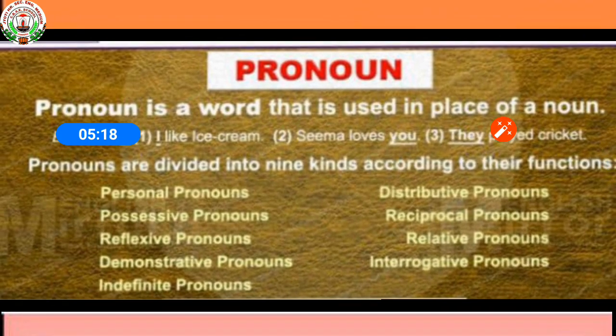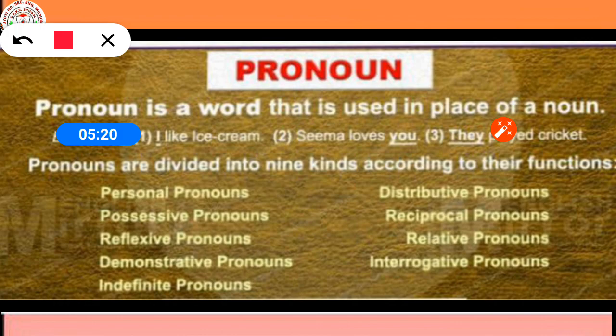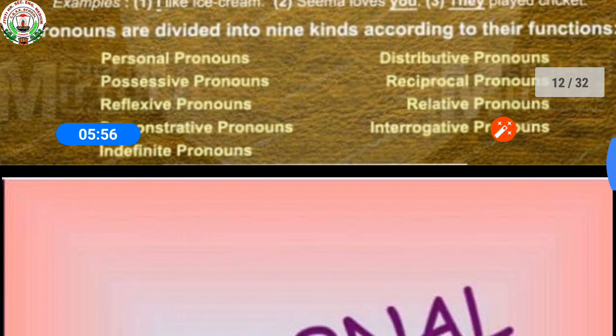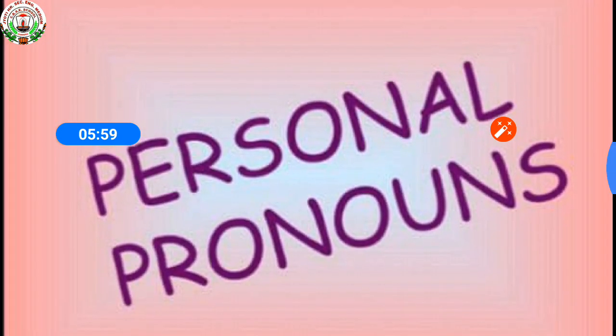So, according to their function, pronouns are divided into 9 kinds, or we can say 9 parts. So first one is personal pronouns, second one possessive pronouns, third one reflexive pronouns, fourth one demonstrative pronouns, fifth one indefinite pronouns, sixth one is distributive pronouns, seventh one is reciprocal pronouns, eighth one is relative pronouns, and ninth one is interrogative pronouns. So today, at first, we see what is personal pronouns.